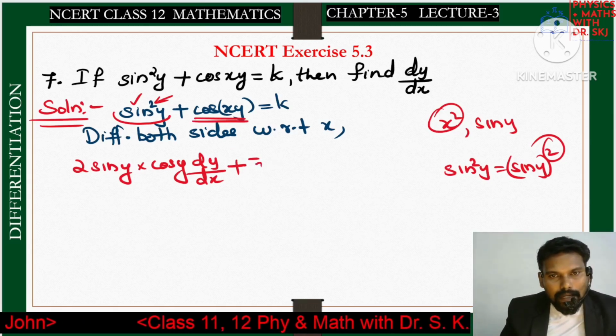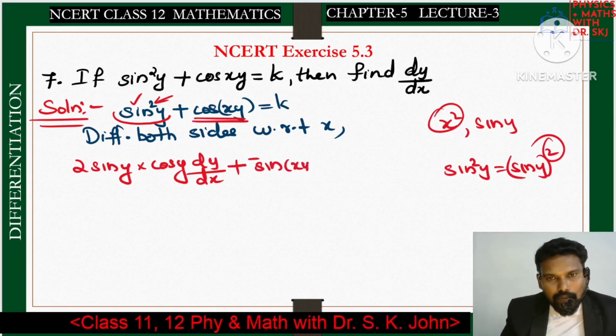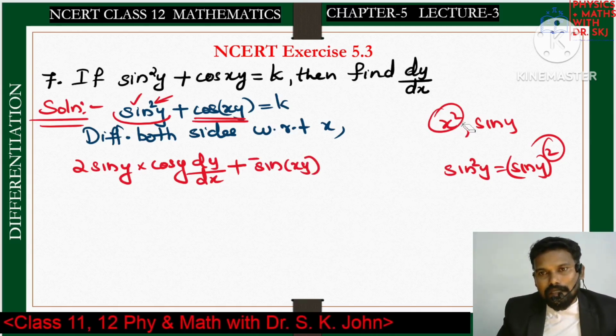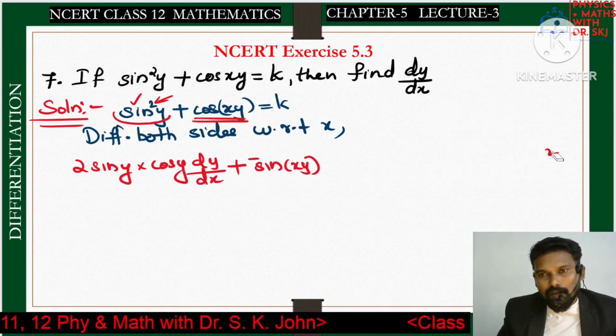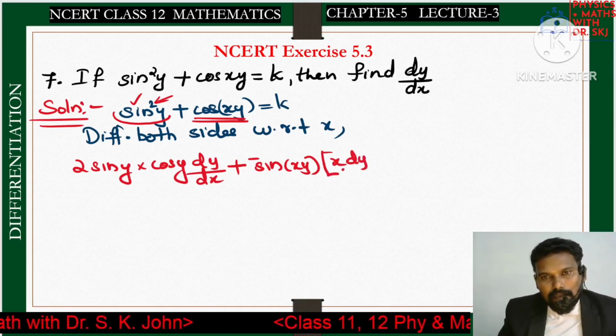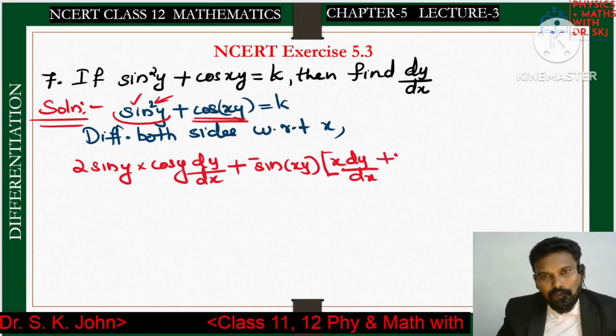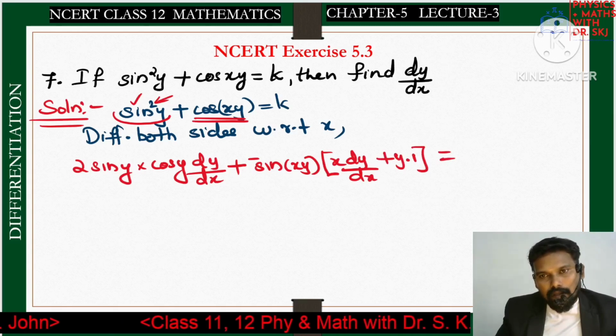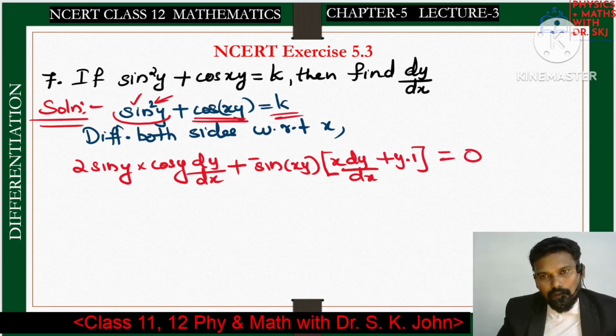For cos we have minus sine xy. Okay, then we have to differentiate that xy. What is the derivative of xy? X dy by dx, product rule, plus y into 1. On the right hand side we have a constant, so the derivative is 0.